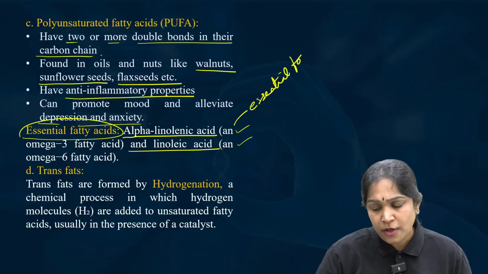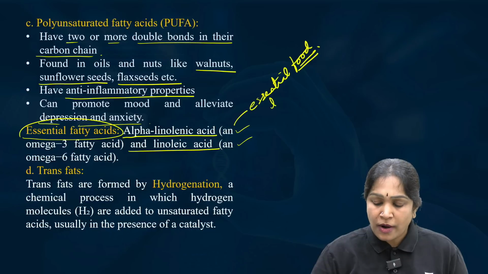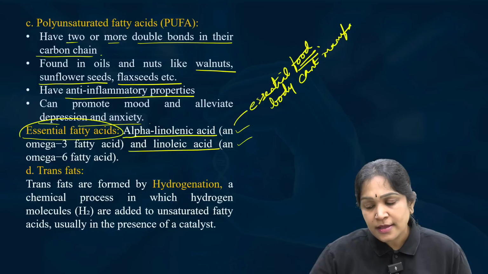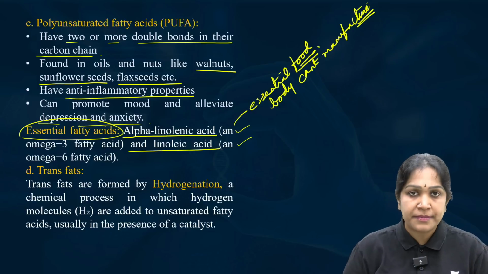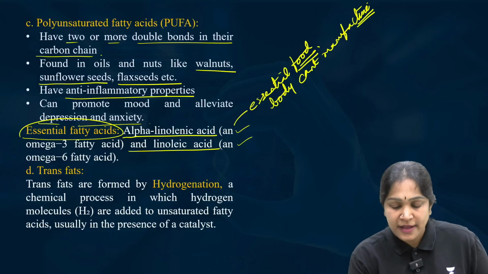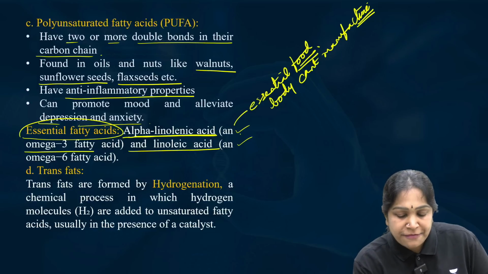They are essential components of our food. It means our body cannot manufacture these fatty acids. So essentially, compulsorily, we have to consume them in our food. So two such fatty acids are alpha linolenic acid, which is an example for omega-3 fatty acid.